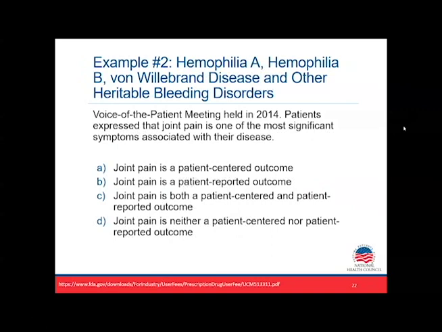So again, love to see you voting. A, joint pain is a patient-centered outcome. B, joint pain is a patient-reported outcome. C, joint pain is both patient-centered and patient-reported. Or D, joint pain is not a patient-centered outcome nor a patient-reported outcome. And we'll give you a few seconds to vote. Remember, you can only choose one.